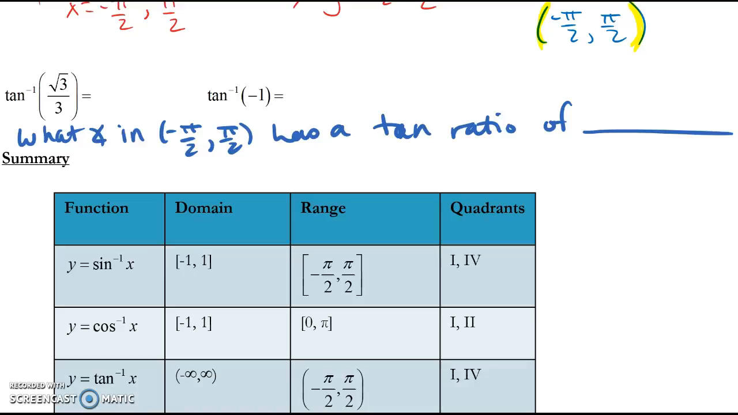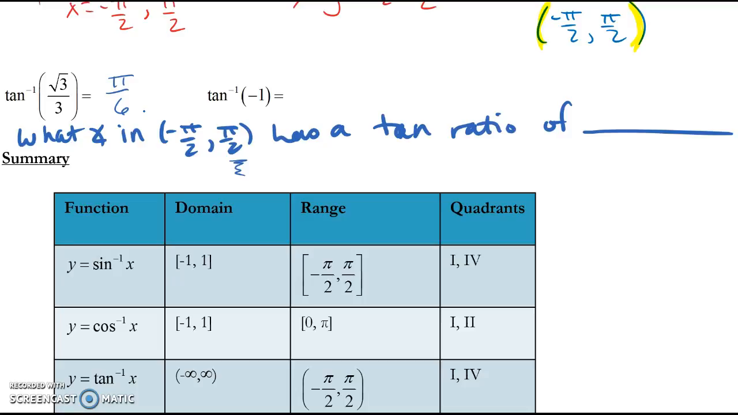So if I look at the first one, root 3 over 3, I know that that angle happens at my pi 6 reference angle, and since it's positive, then it would happen in the positive part of my interval. Therefore, the answer is pi 6. There is more than one answer that has a tangent ratio of root 3 over 3. This also happens at 7 pi 6. However, 7 pi 6 is not in this restricted domain, which is why it's not a possible answer.